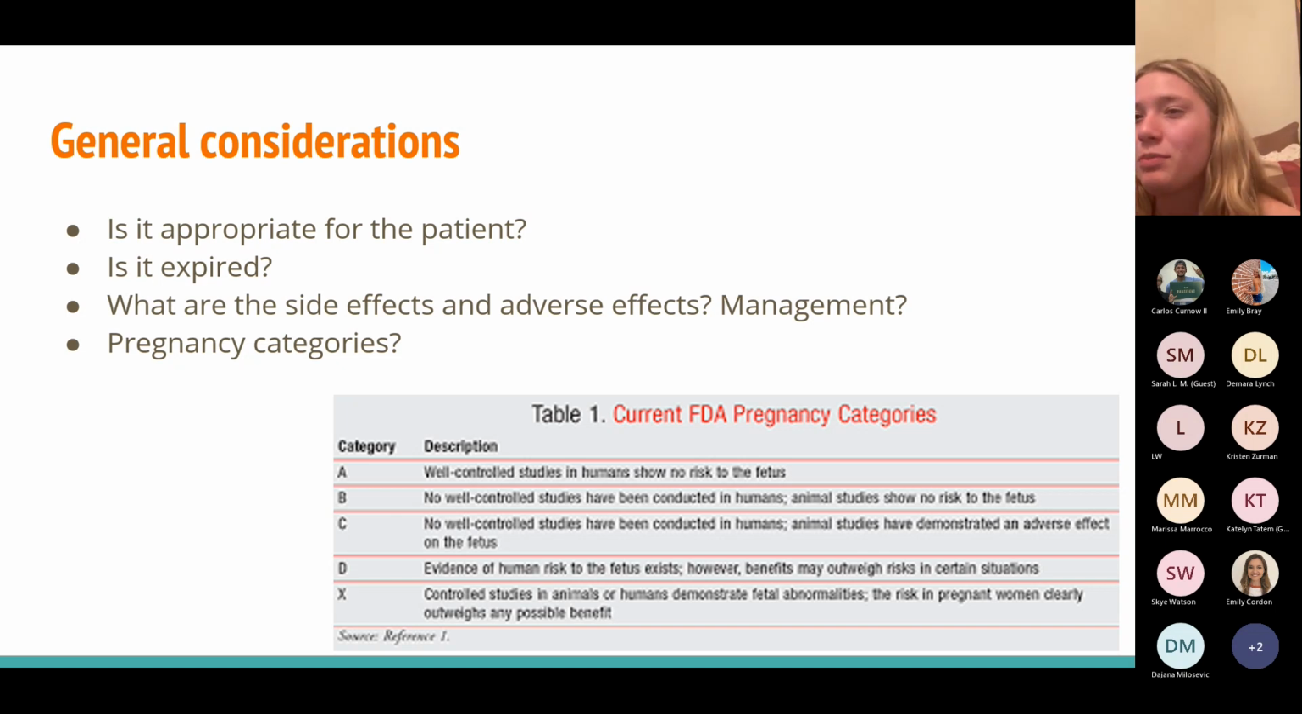We'll also briefly discuss pregnancy categories. Just know that the lower down in the alphabet, the more severe it is for pregnancy. So just keep that in mind.